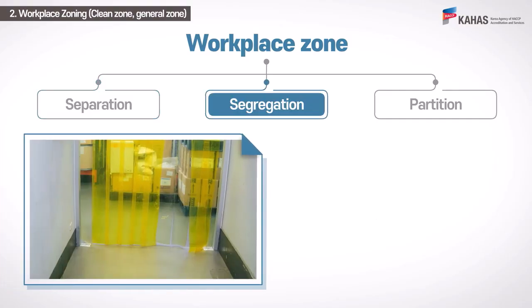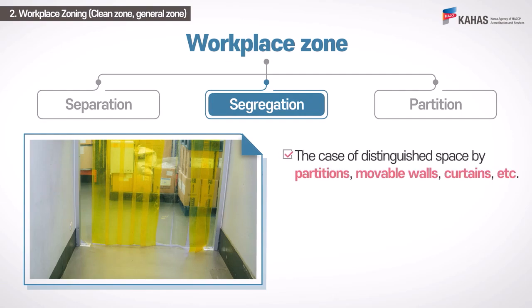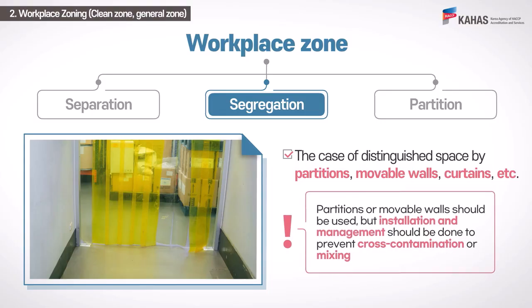Segregation is similar to separation, but is distinguished by partitions or movable walls, etc., not by partition walls. Note that partitions or movable walls should be used, but installation should be done to prevent cross-contamination or mixing.